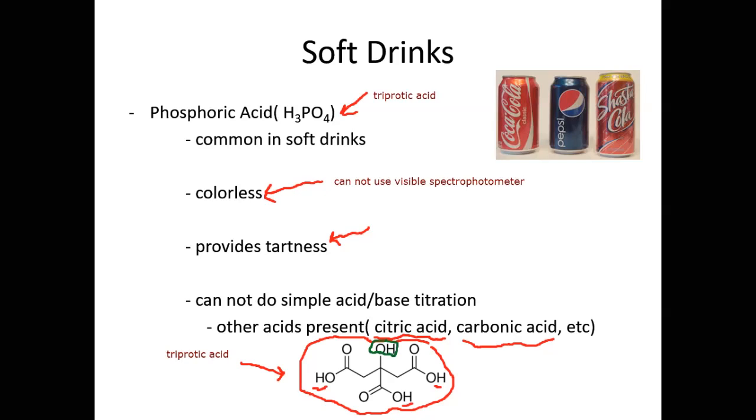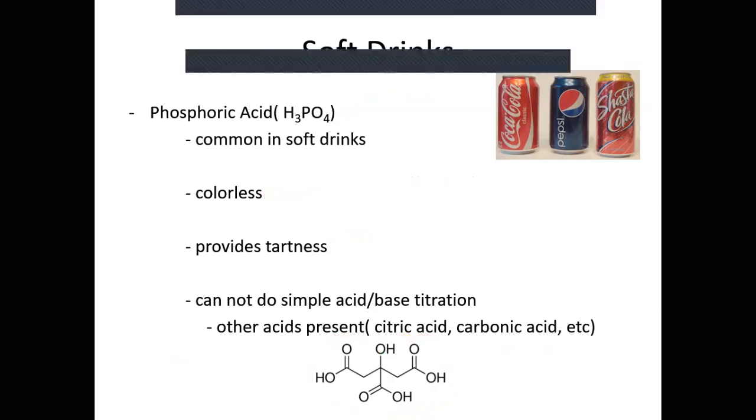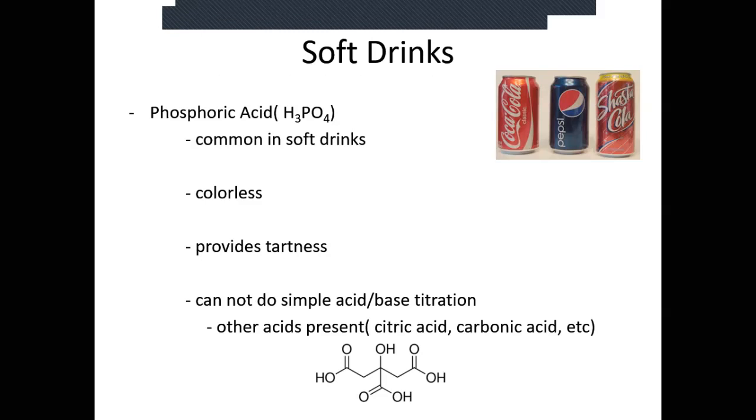Okay, let's move along. So the obvious question is, what can we do to make phosphoric acid have a little color in it so we can use the visible spectrometer? That's a good question. What we're going to do is add something, and you're going to love this word because we used it a lot early on. We're going to add a metal or a transition metal complex to it to give it some color.